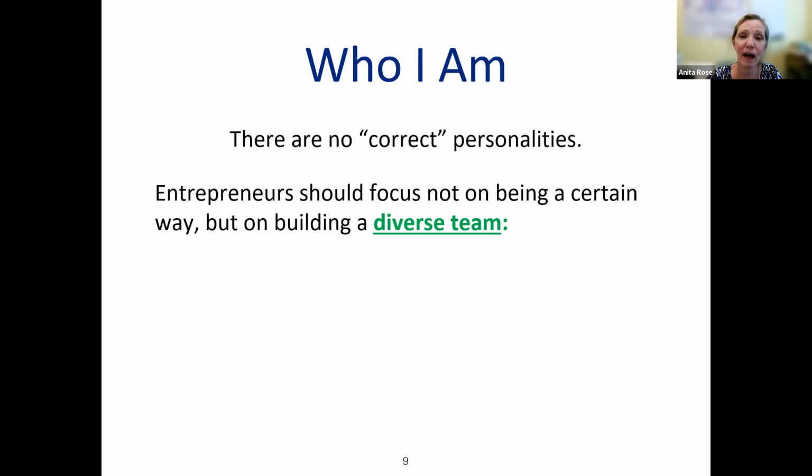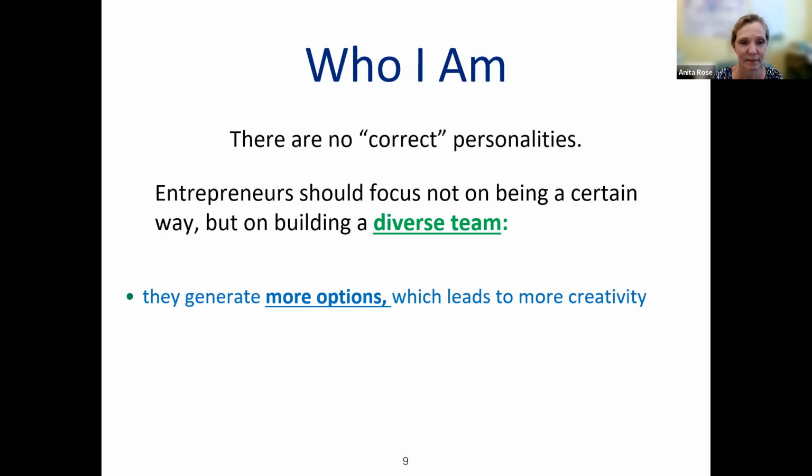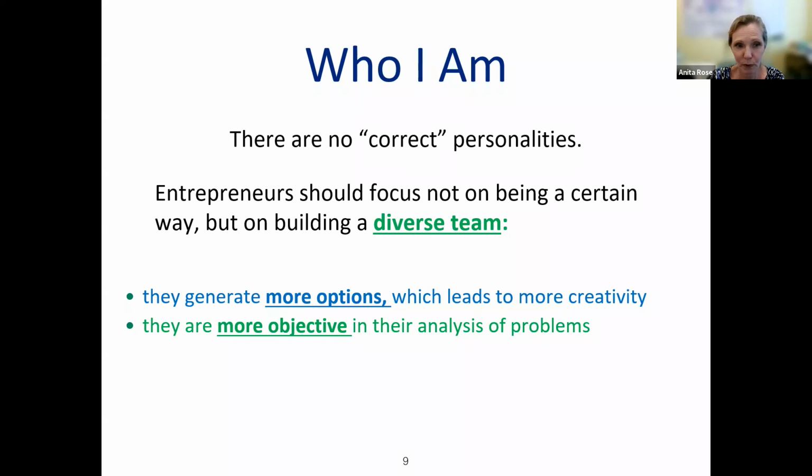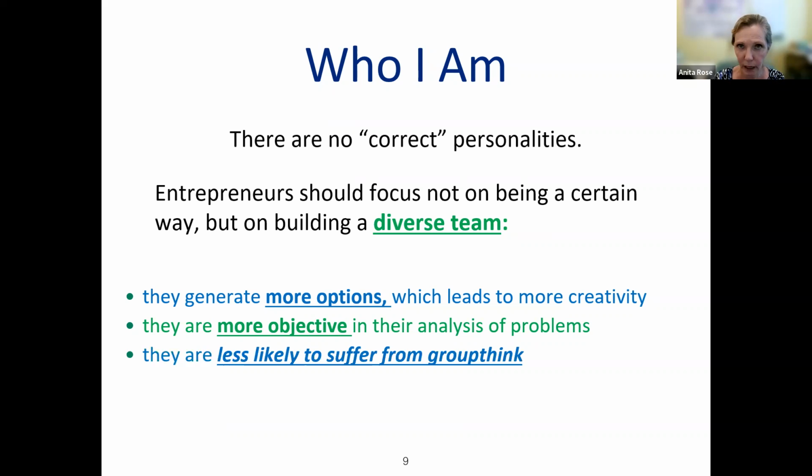It is wonderful to have a diverse team and have other personalities that complement each other. So what is the result of that? You generate more options. You have more opportunities to create value, and you certainly can be more creative. You will wind up being more objective when you have a diverse team, which will certainly help you to analyze and get through difficult situations.